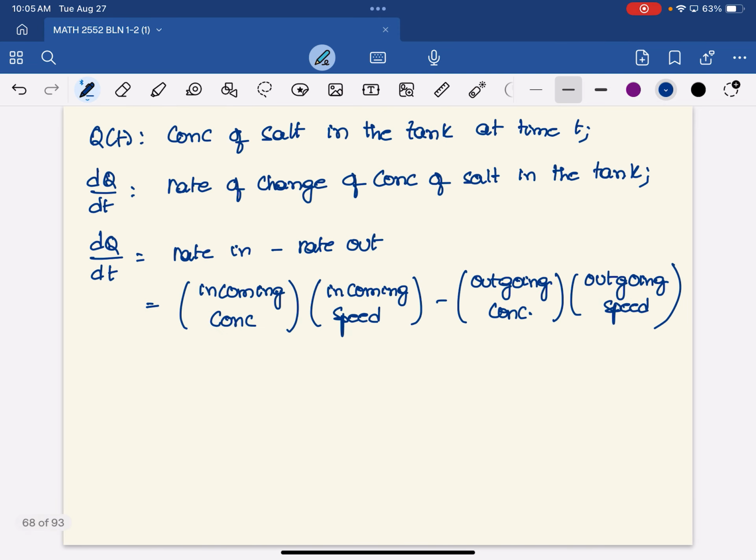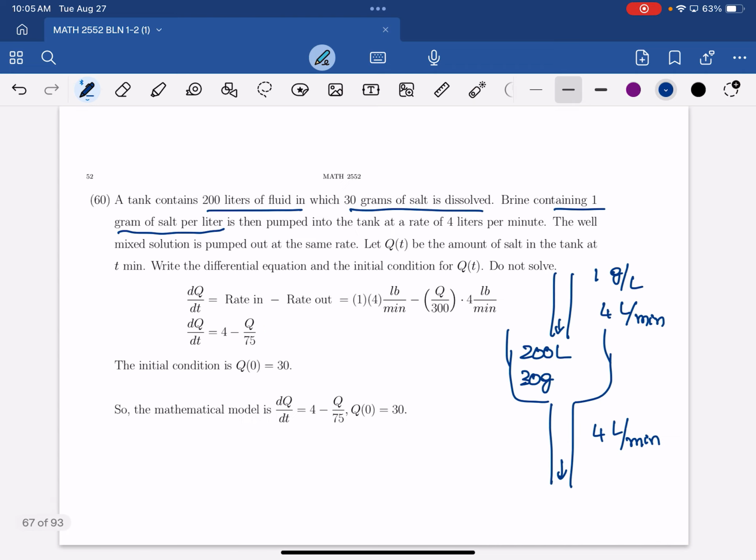And so when I say dq dt here, q is the grams and t is the time. So I have grams per minute or grams per second or grams per hour on the left hand side. Do you agree with me on that? Yes? Okay, so I write dq dt is going to be incoming concentration, which here was 1 gram per liter, times the incoming speed of 4 liters per minute, minus outgoing concentration.